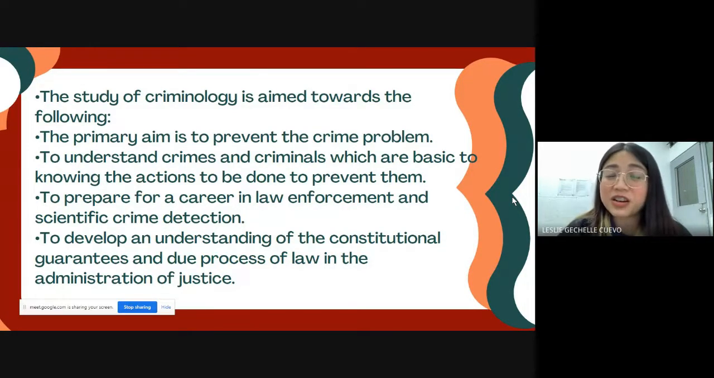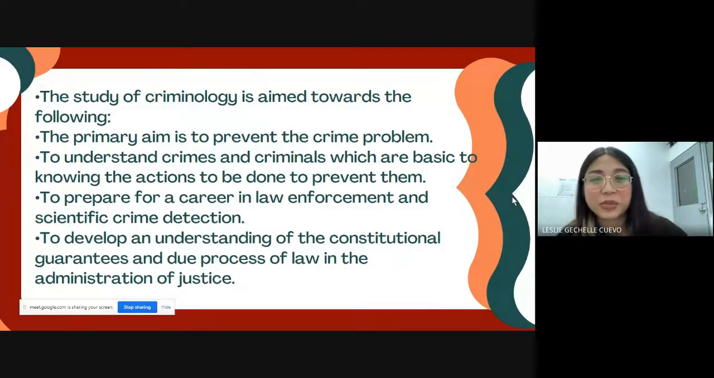To prepare for a career in law enforcement and scientific crime detection. Kaya nga, ang karamihan, pangarap daw nila maging police. Kaya ang tinitake nilang course, criminology. Kasi nga, preparation for a career in law enforcement.